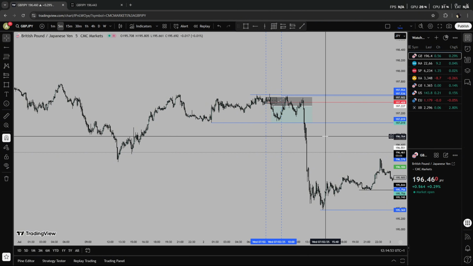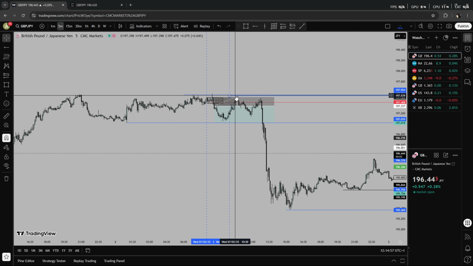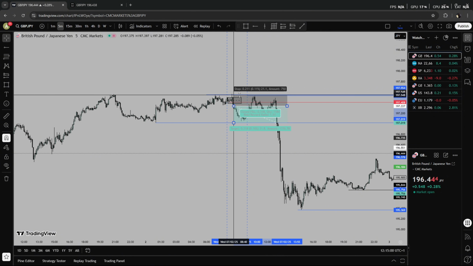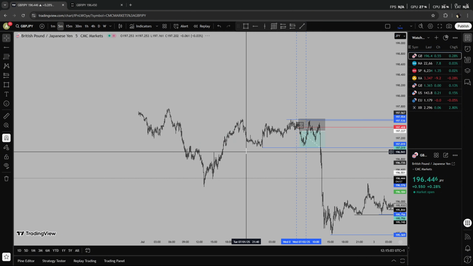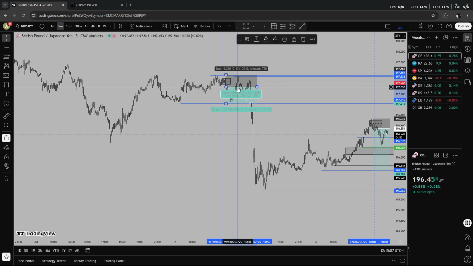This was when news came out, so again, it would have been a lucky trade. But yeah, yesterday was unfortunate. If I put it above the high, we would have been fine, we would have taken a win. But it is what it is.